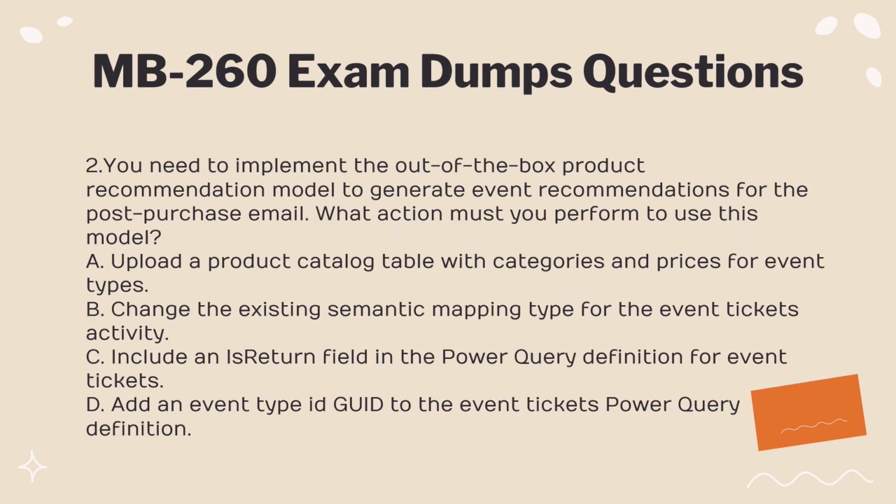2. You need to implement the out-of-the-box product recommendation model to generate event recommendations for the post-purchase email. What action must you perform to use this model? A. Upload a product catalog table with categories and prices for event types. B. Change the existing semantic mapping type for the event tickets activity. C. Include an as return field in the Power Query definition for event tickets. D. Add an event type id GUID to the event tickets Power Query definition.